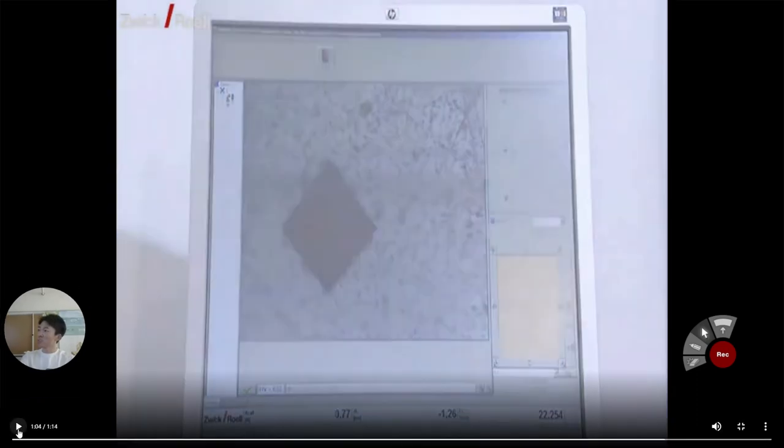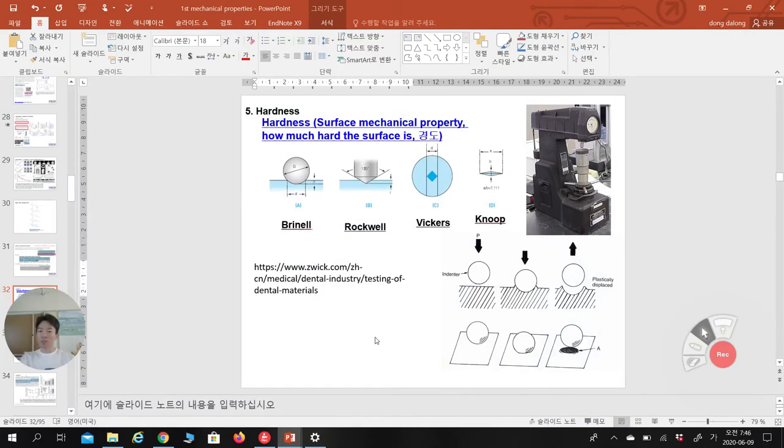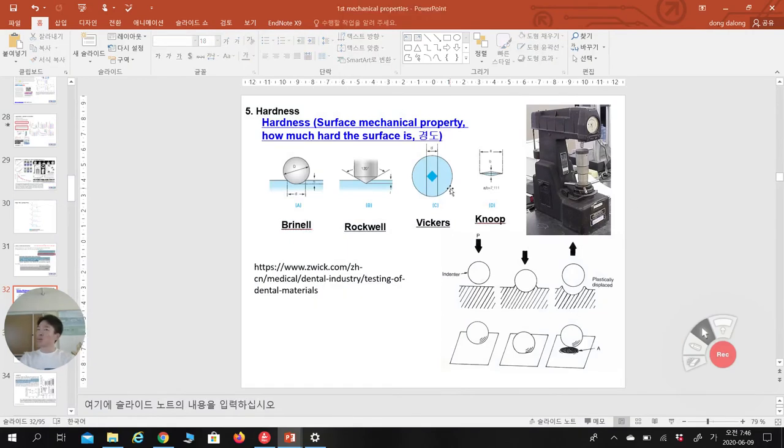From this defect, you can measure the length, the x-axis and y-axis. When you enter the x-axis and y-axis into a certain program, it can calculate the hardness. So the hardness value is different from the strength. The most common methodology to measure hardness for materials is Vickers hardness. Vickers is good for hard materials. Maybe most people use a Vickers hardness machine, which is why we bought a Vickers hardness machine in our ITREN.